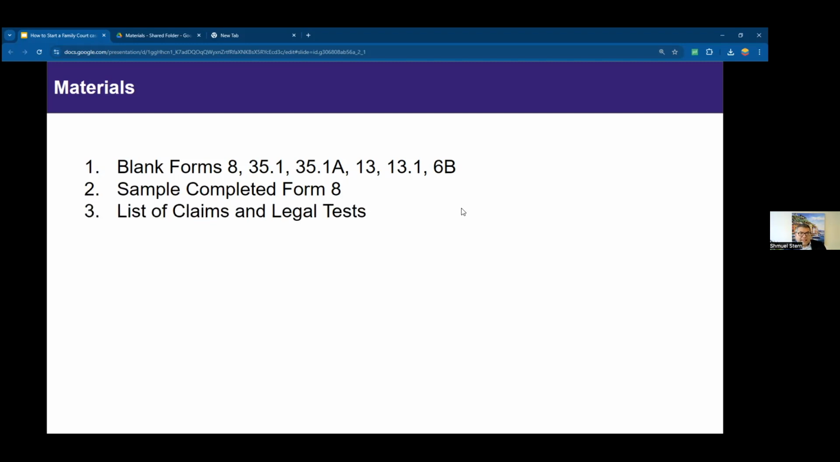I created a list of claims and their related legal tests. This is something that doesn't exist. Even lawyers don't have this other than what they build over time. So this is going to be very helpful for copying and pasting to get your Form 8 together pretty quickly. And then you're going to get the slides for this presentation.